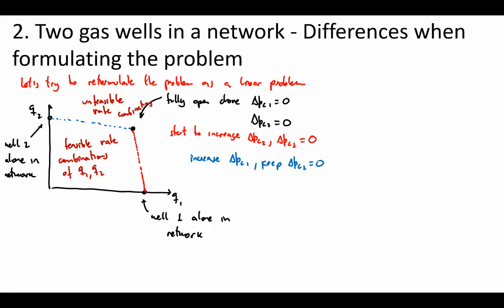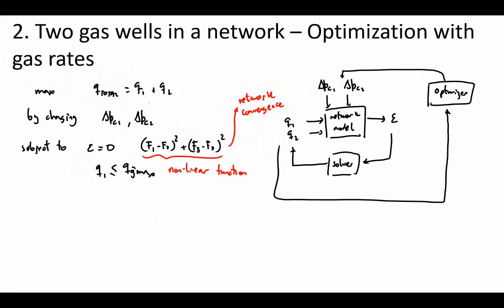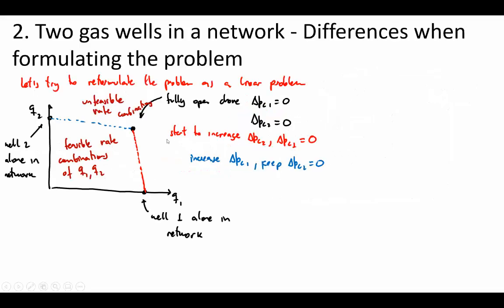So that's essentially what the network is doing. If I assign some delta P, it's trying to find the Q1 and Q2 of equilibrium. It can be that I have no production of 2 but production of 1, or no production of 1 and production of 2, or any combination in between, but the combination has to be in this range.